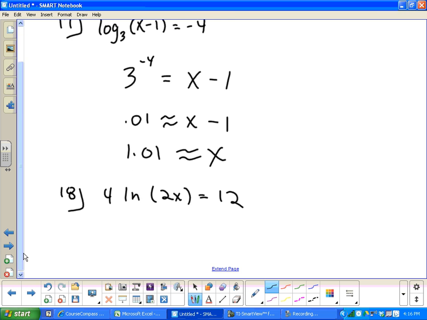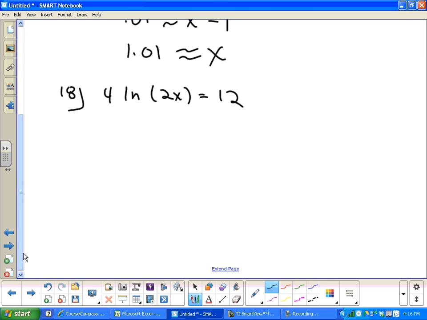And number 18. Now this one's a little different here. It's a natural log, but I'm still with one logarithm trying to get to the same premise, trying to get to exponential form. Now we need to isolate this one first because we've got that 4 in the front. So let's just divide off the 4 instead of using the power property. Give me the natural log of 2x equals 3.